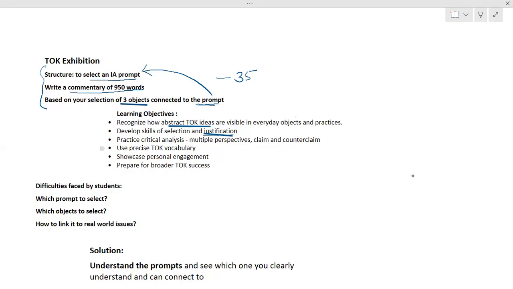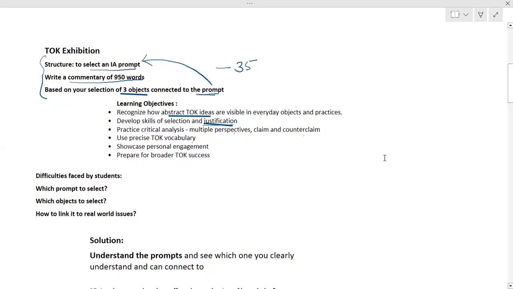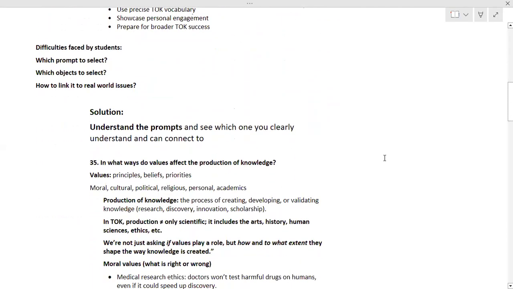This session will also help you to develop critical analysis skills, as we will look at an object from multiple perspectives and develop claim and counterclaim related to it. Definitely, you will have an idea of how to use TOK vocabulary. The commentary should showcase your personal engagement and will prepare you for broader TOK success, which means in future when you have to write the TOK essay.